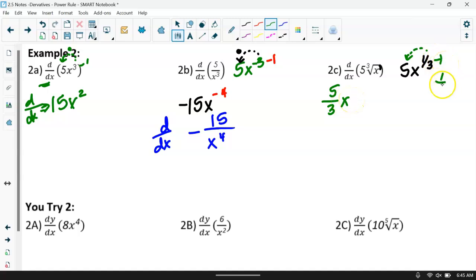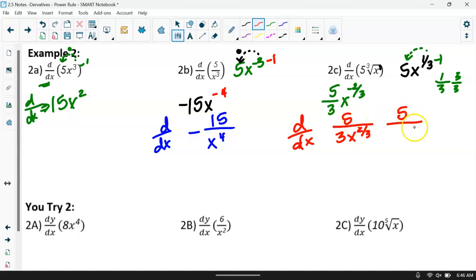Well, that's 1/3 minus 3/3, which now gives you -2/3. Now let's rewrite to have our final derivative. So this is 5 over 3, right? 5/3. Then x to the 2/3. But of course, let's rewrite this in radical form. So 5 over 3 inside of our cubed root is x squared. So this is our derivative.